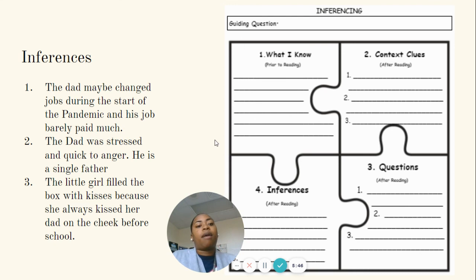And number three, I put that the little girl filled the box with kisses because she always kissed her dad on the cheek before school. That might be something kids can relate to, dealing with something that they do often or a routine that they have in place with their parents. So this would be a good way to make inferences based off of what you know, but also what you read in the text.